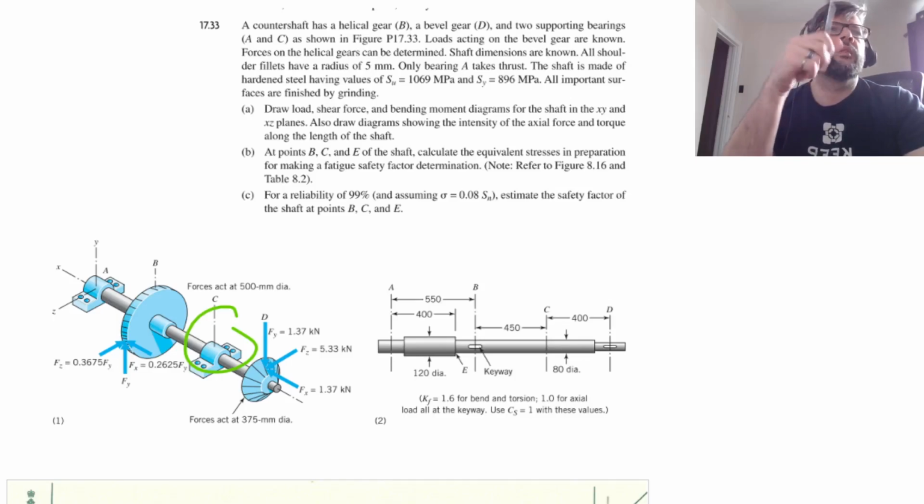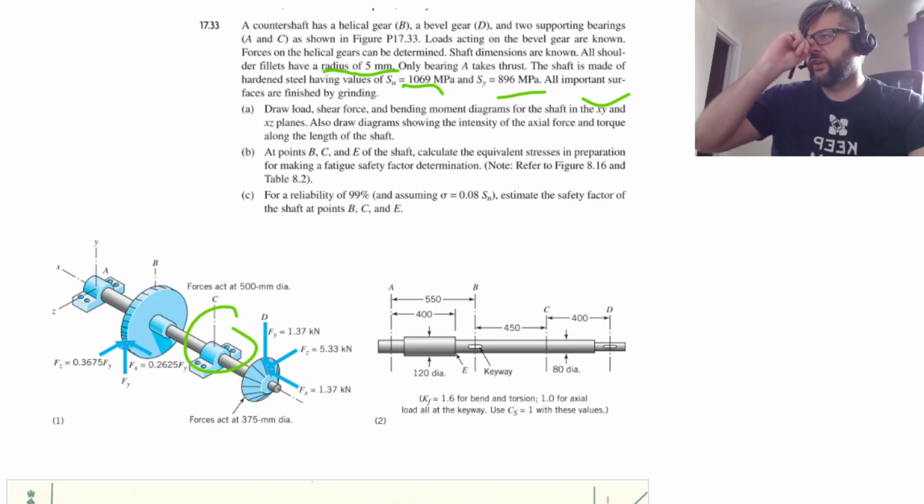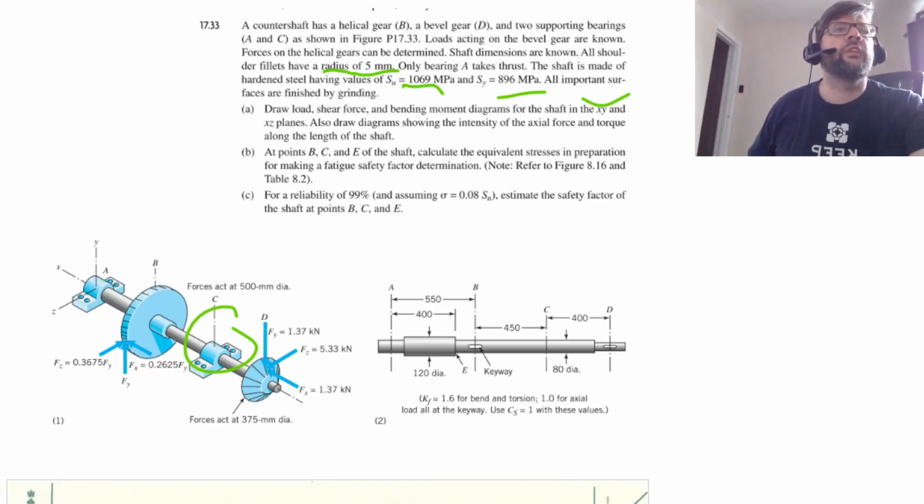The shaft is made of that particular steel, and has fillets with a certain radius, and the surfaces are finished by grinding. So we're going to start off by solving for the various reactions, and drawing our torsion, our axial load, our shear, and our bending moment diagrams for the shaft in the planes in question.